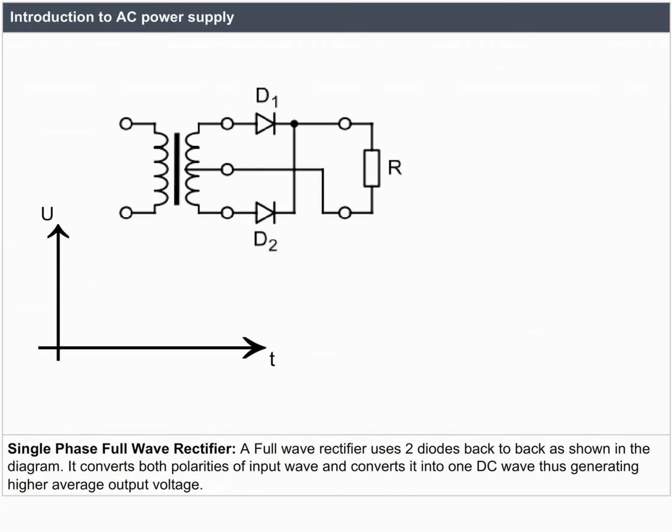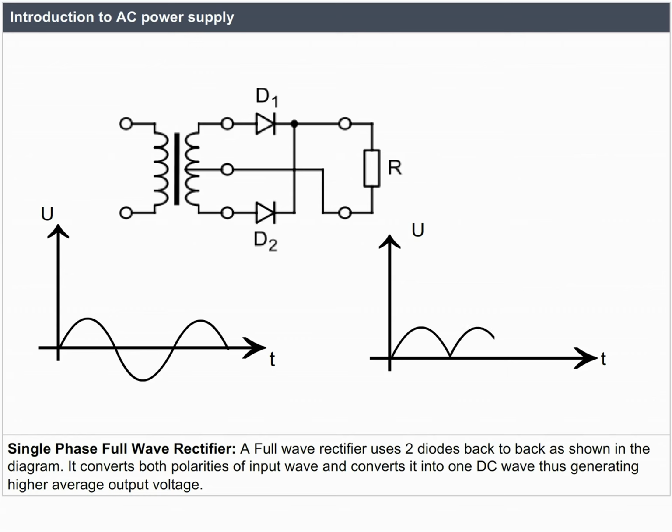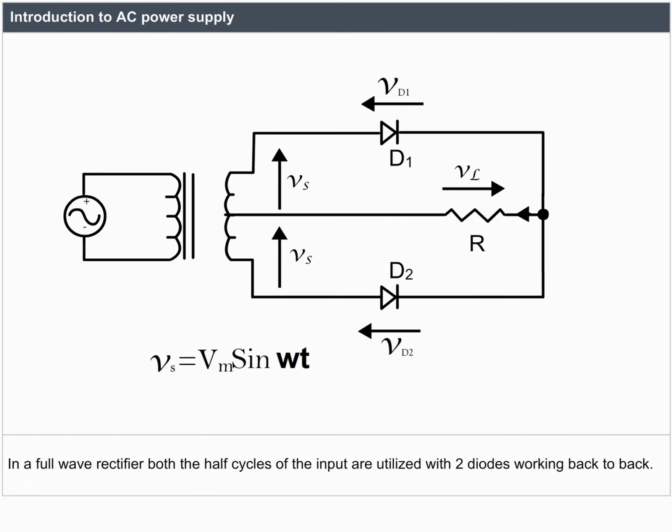Single-phase full-wave rectifier. A full-wave rectifier uses two diodes back-to-back as shown in the diagram. It converts both polarities of the input wave into one DC wave, thus generating a higher average output voltage. In a full-wave rectifier, both the half cycles of the input are utilized with two diodes working back-to-back.